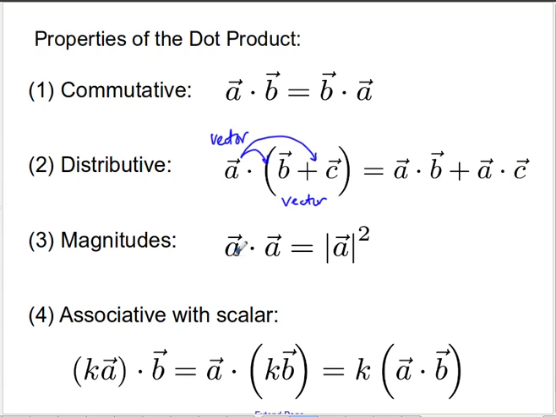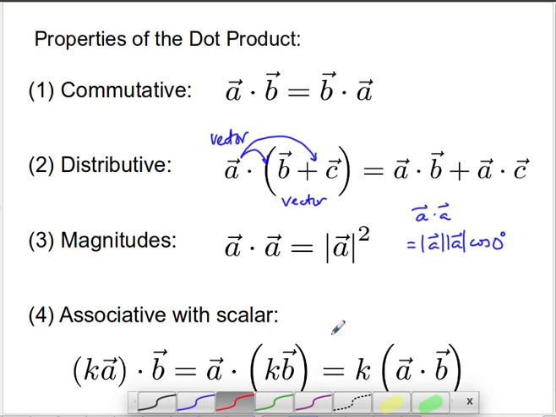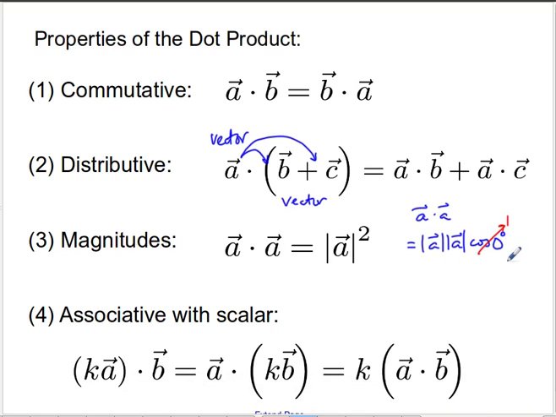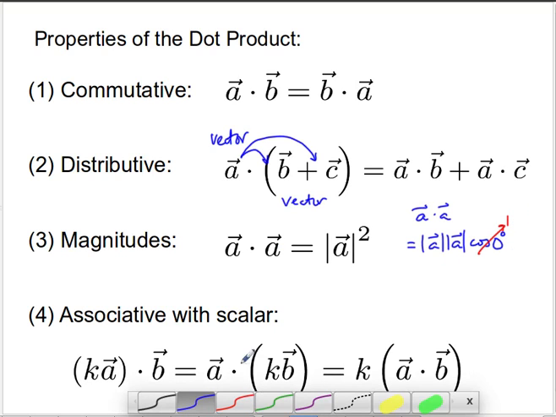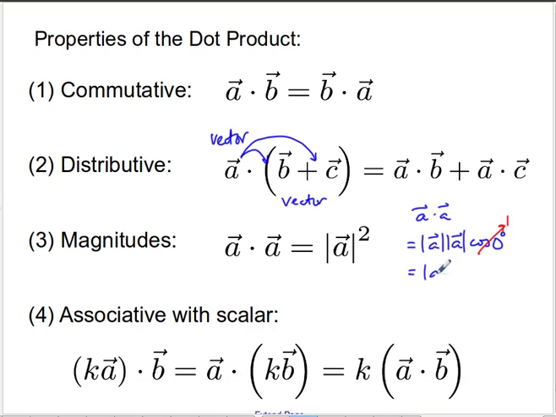If I take A dot A, that's equal to the magnitude of A multiplied by the magnitude of A multiplied by the cosine, but the angle between the exact same vector would be the cosine of 0 degrees. Well, the cosine of 0 degrees is simply equal to 1, so this works out to be the magnitude of A multiplied by the magnitude of A, which is the magnitude of A all squared.